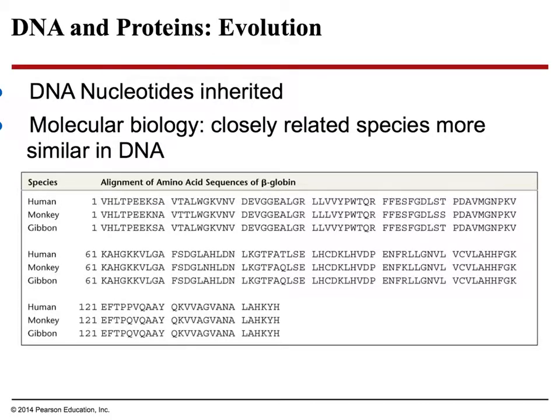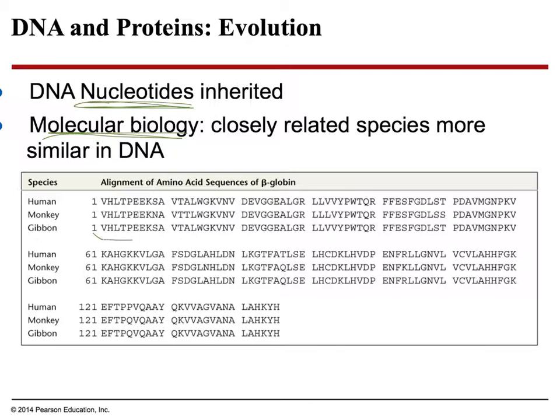With DNA and proteins, then, evolution has determined a lot of this. We inherit these nucleotides, so then our body shape, again, determined by the DNA, goes along with the nucleotides that we inherit and the sequence of those nucleotides. With molecular biology, we'll talk more about this when we get to evolution, but you can determine how closely related organisms are by how similar their molecular biology is.